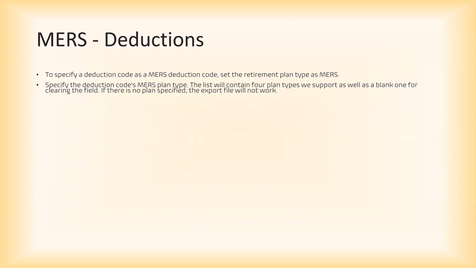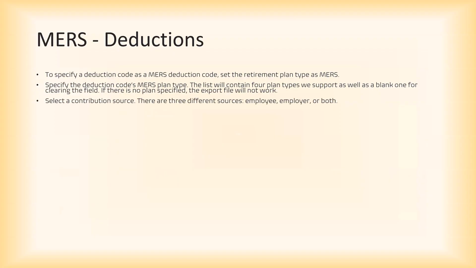So for deductions, if you're setting up a MERS deduction, in deductions, we have plan type, and you set the retirement plan type as MERS. And once you do that, a box will appear, and you can specify the MERS plan type. It'll contain the 4 plan types I mentioned before: defined benefit, defined contribution, 457, and healthcare savings plan. If there is no plan specified, then the export file will not work. You can still use calculate MERS, it just won't work with the export file.